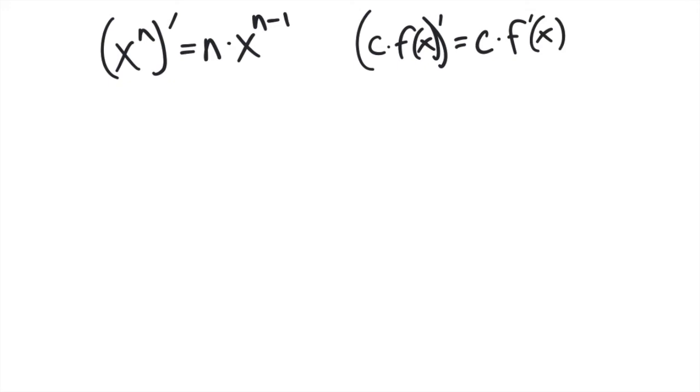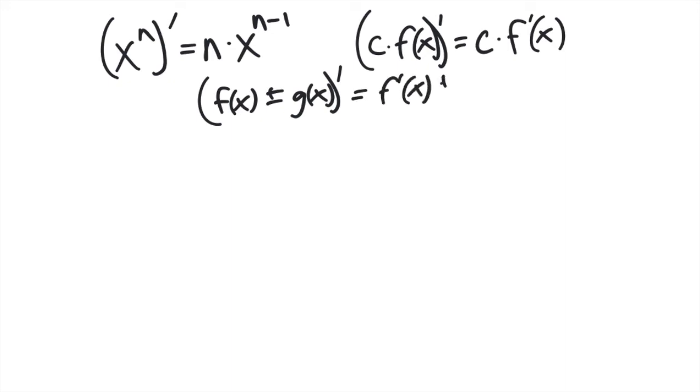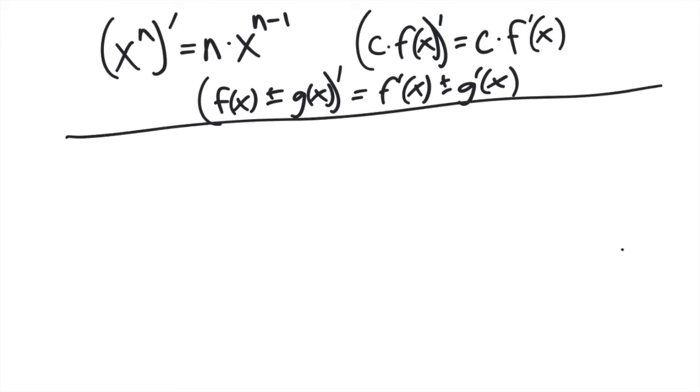And then we also need a rule that says that f of x plus or minus g of x, when you take the derivative of that one, you get f prime of x plus or minus g prime of x. So these are three of the rules that we have already talked about so far at this point. And now we can talk about putting all three of these rules together.